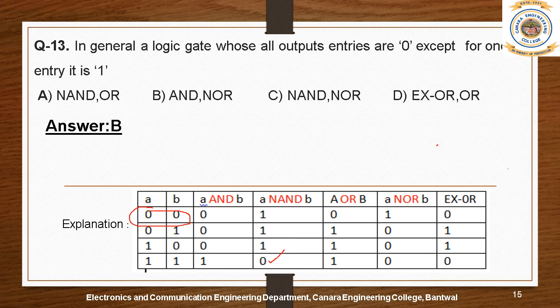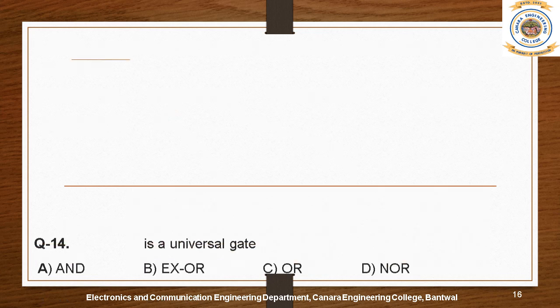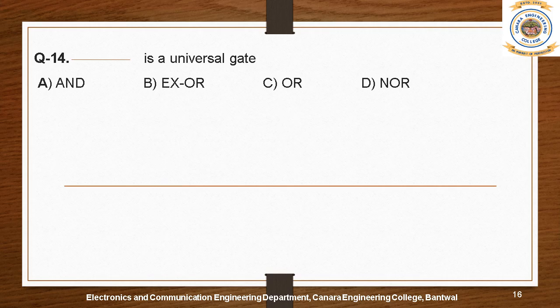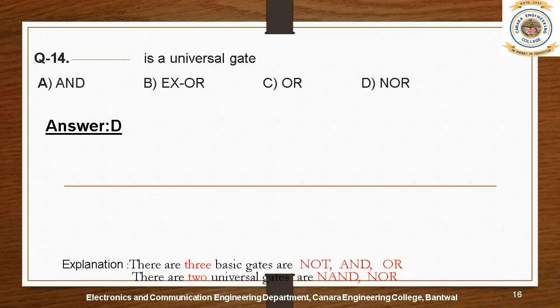Sorry, this is the AND gate, A and B. This is 1, which is the AND gate, and the NOR gate. Only one entry is 1. The rest are all zeros. Next, which is a universal gate? Obviously, we have studied just now. Answer is D. NOR.